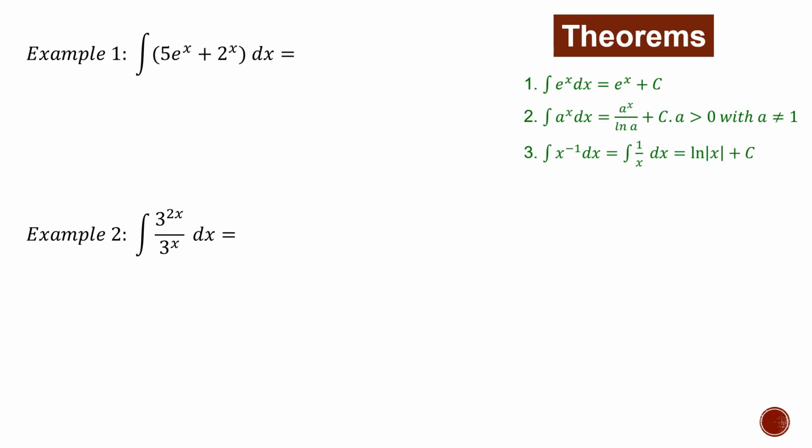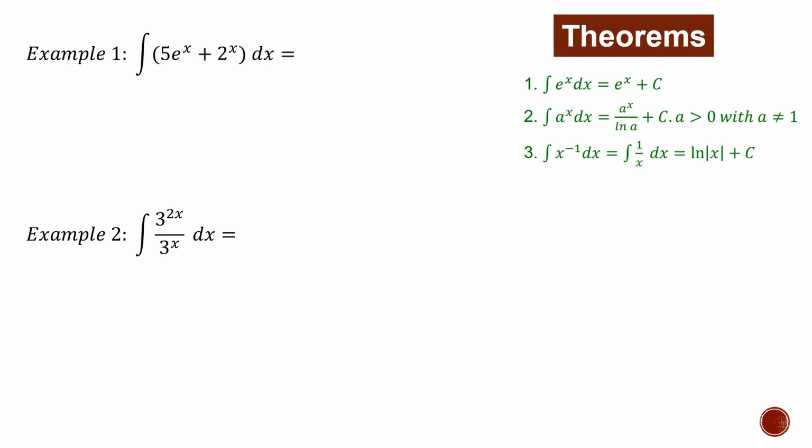For number two, that's an exponential term, a raised to x. A is any number that is not equal to 1, and it should be greater than 0. And that will be a raised to x over ln a plus c. And of course, the third is x raised to negative 1. The integral of x raised to negative 1 equals ln of absolute value x plus c.